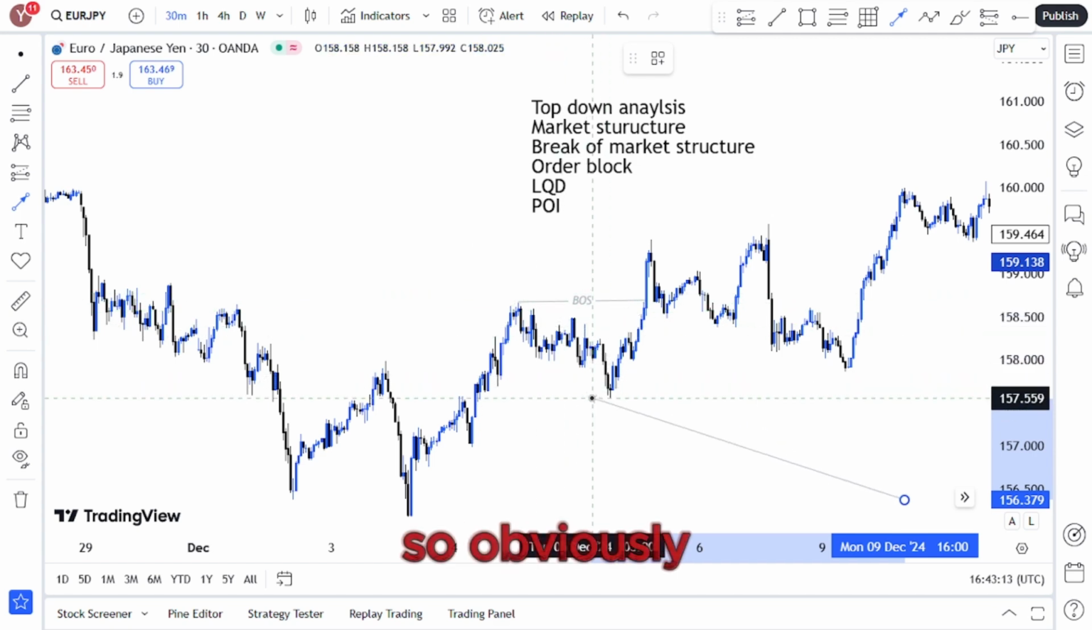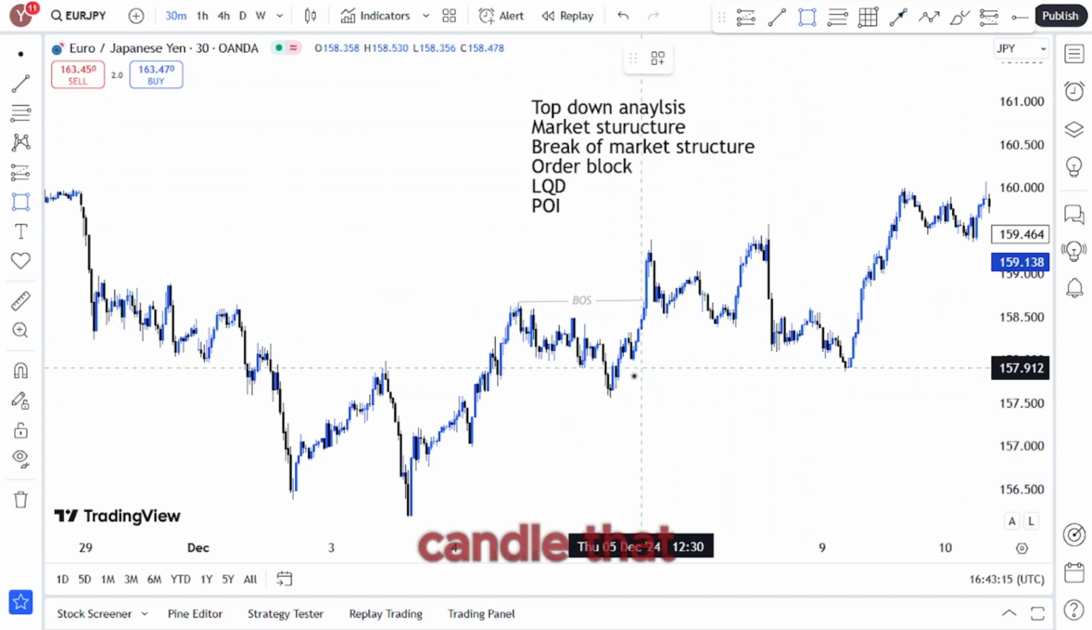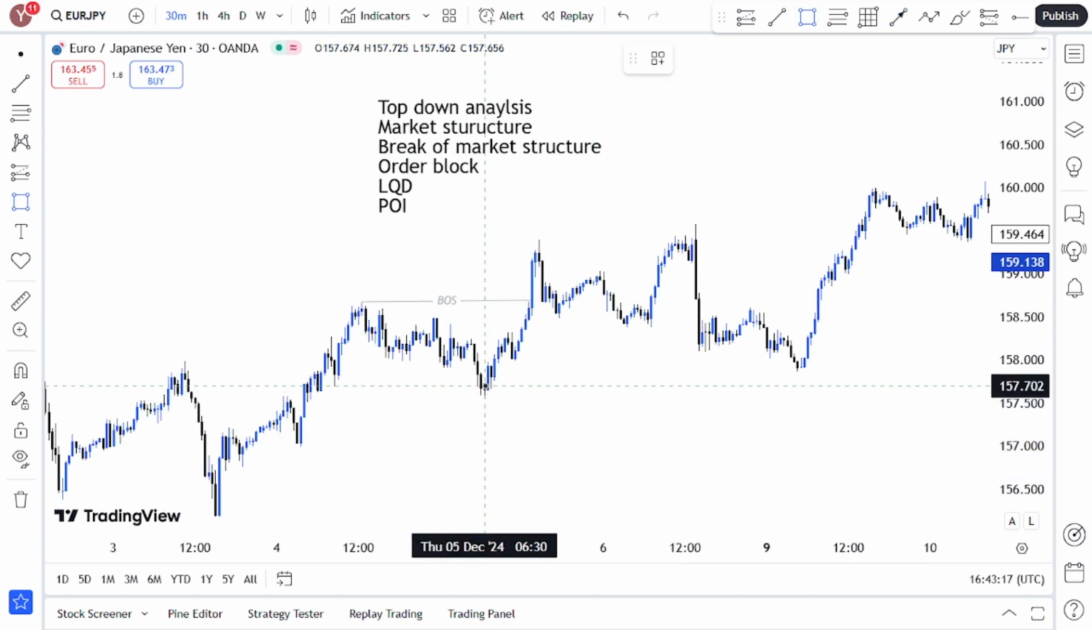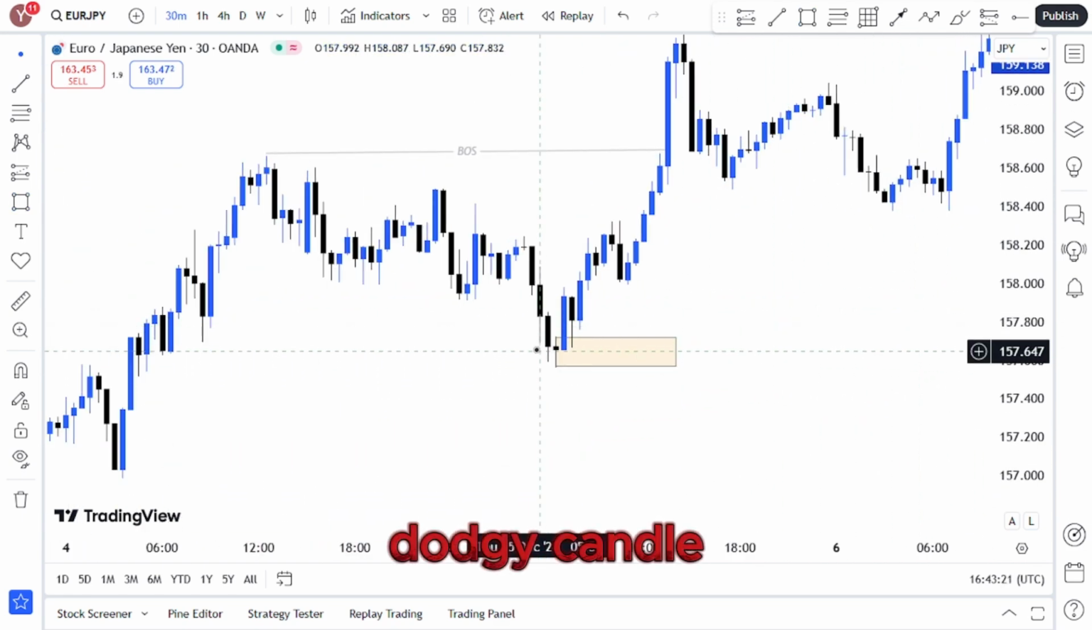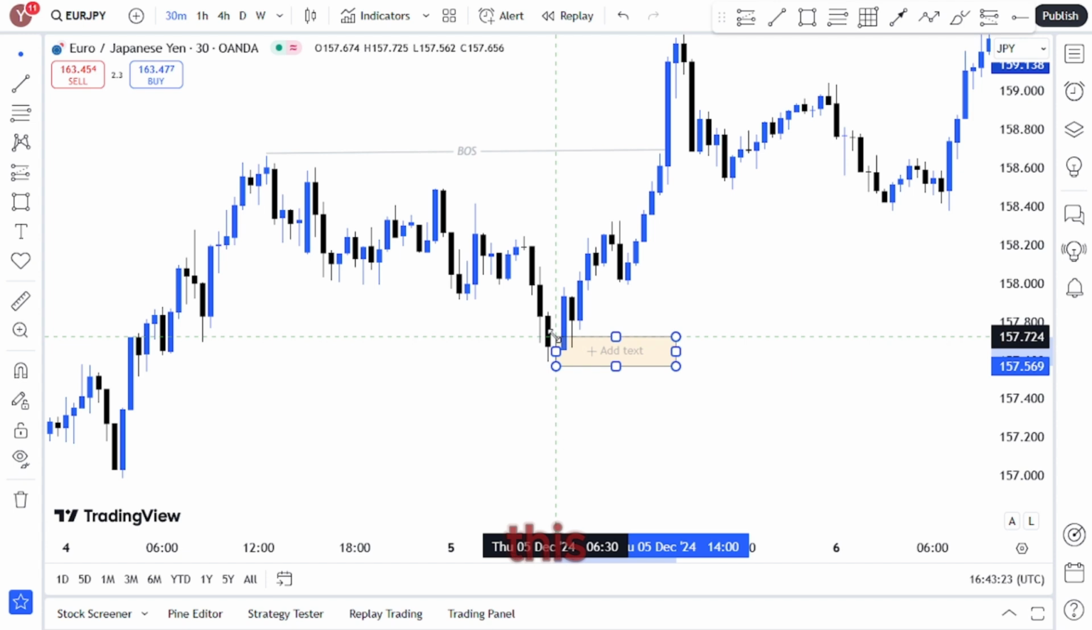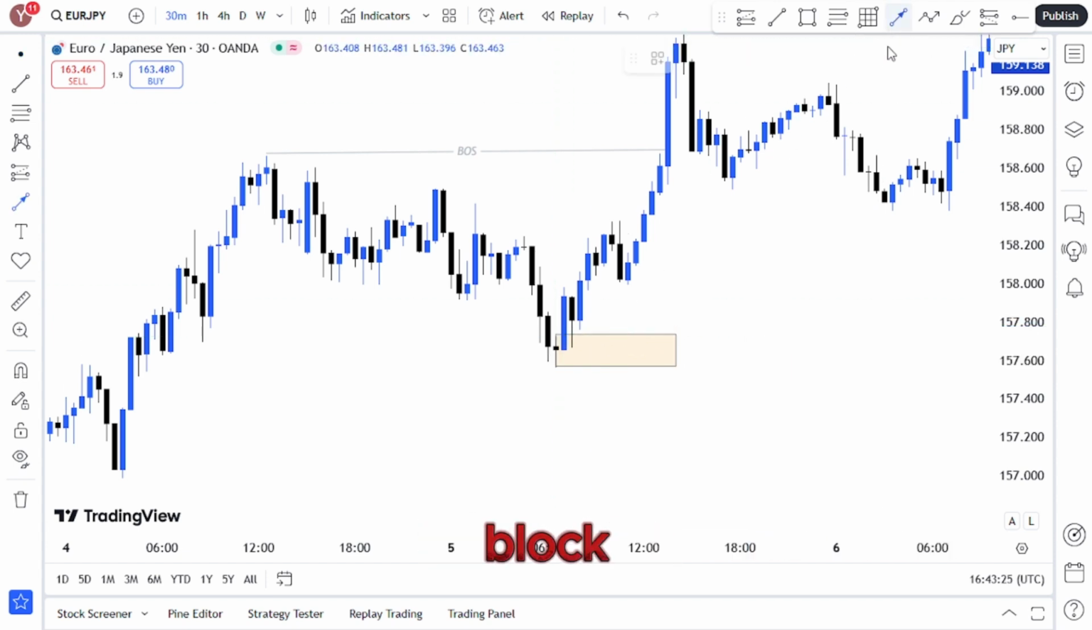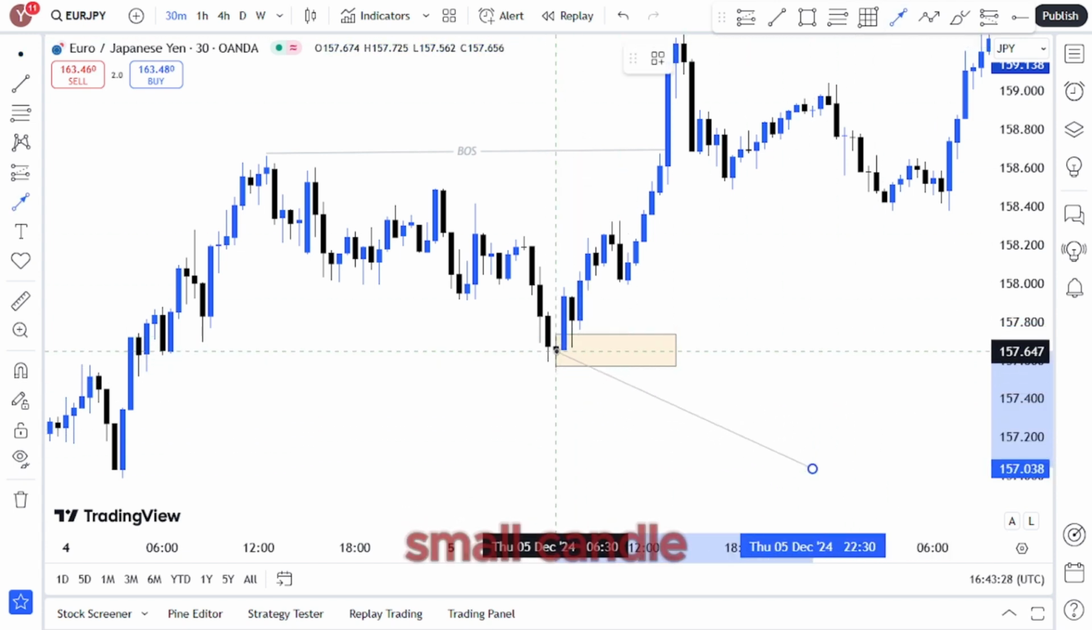Right here. So obviously we can tell that the last candle that printed is too small. Let me zoom out. This is called a doji candle. This candle is too small. You can see this cannot serve as your order block because this is a very, very small candle.